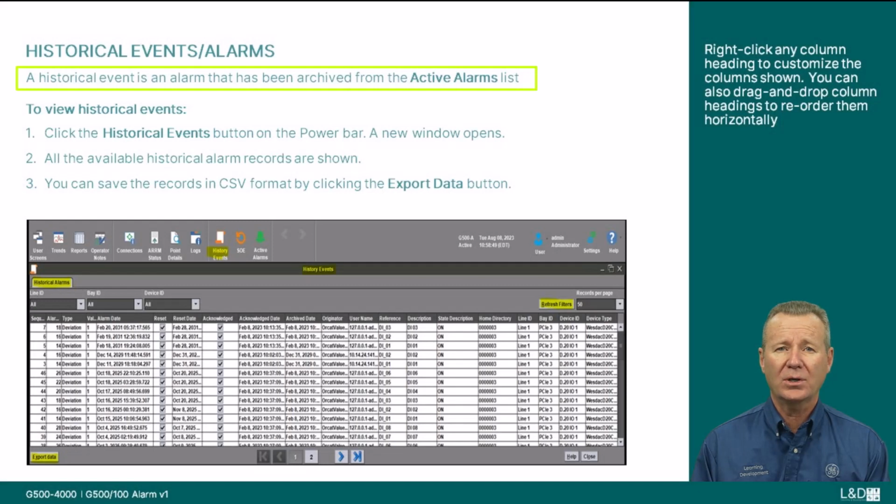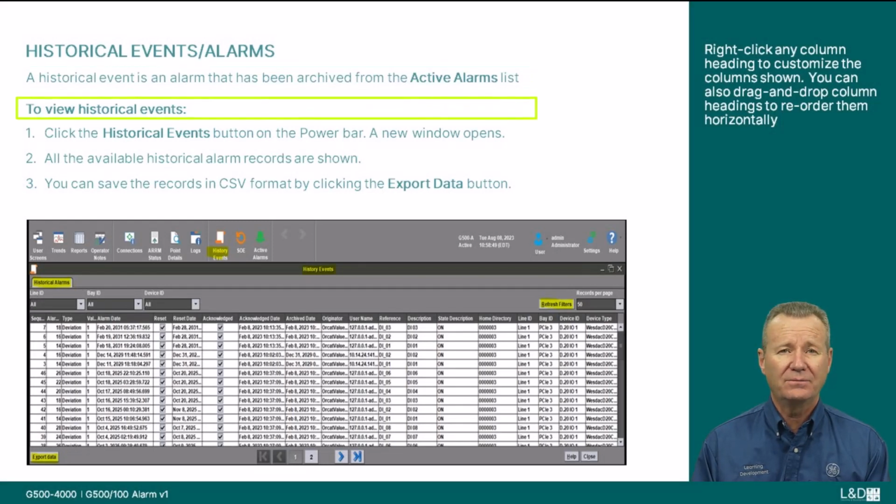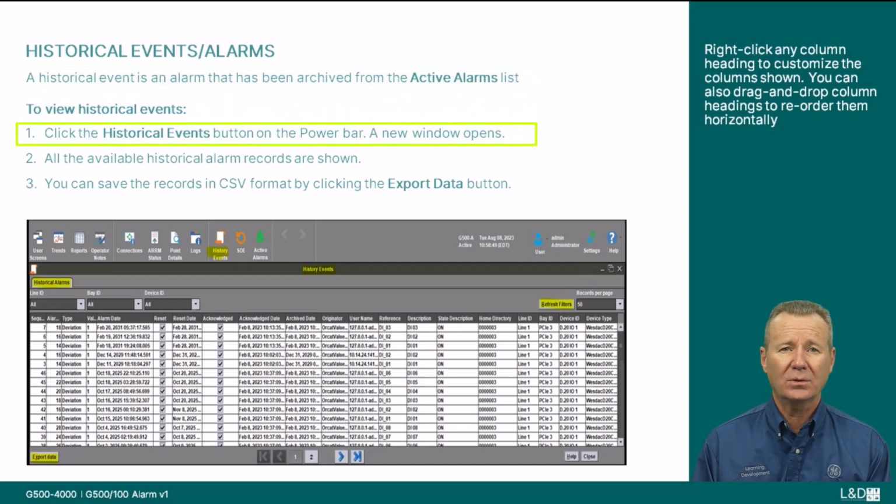When an alarm is archived from the Active Alarms list, it's now a historical event. To view historical events, click the Historical Events button on the power bar. A new window will open. All the available historical alarm records are shown.